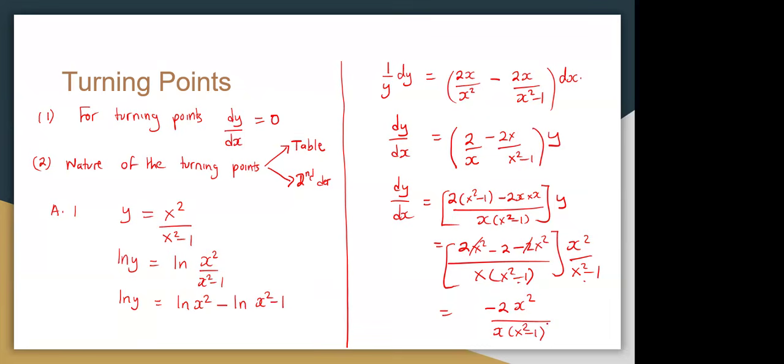But since they are 2, I'll put a squared here. And therefore, this x and the 1 up will reduce. So I remain with negative 2x out of x squared minus 1, everything squared.